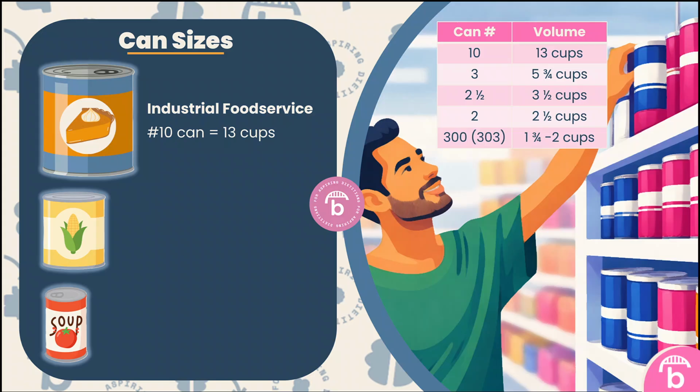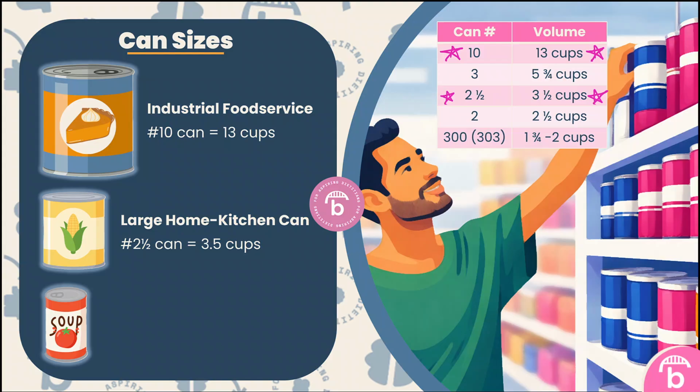It's the one you see in industrial kitchens, industrial cafeterias, and hospitals. It's those ginormous cans. The number 10 can holds about 13 cups. The next can size I would recommend you know for the RD exam is the 2.5 can. The 2.5 can you'll find in your kitchen. It's that larger can that your home kitchen is likely to have. The 2.5 can holds about 3.5 cups of food.